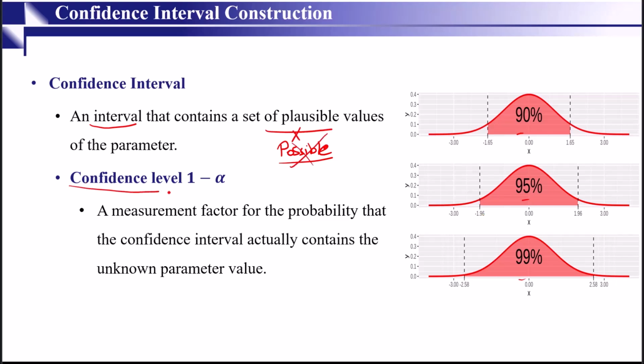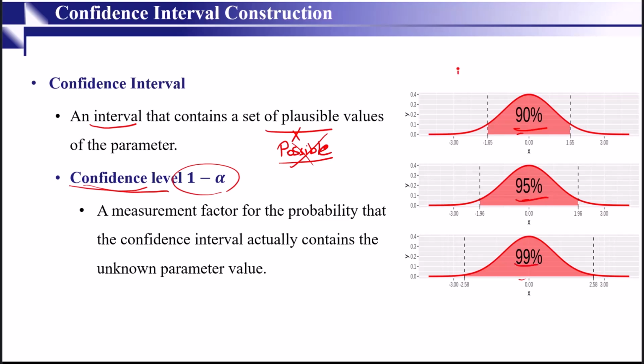So then we have confidence level. The confidence level represents the long-run proportion of such intervals that will contain the true value of the parameter across repeated sampling. So a confidence interval is always associated with a confidence level that is 1 minus alpha. This confidence level measures the probability that the confidence interval actually contains the unknown parameter value. We have some known confidence levels like 90%, 95%, and 99%.